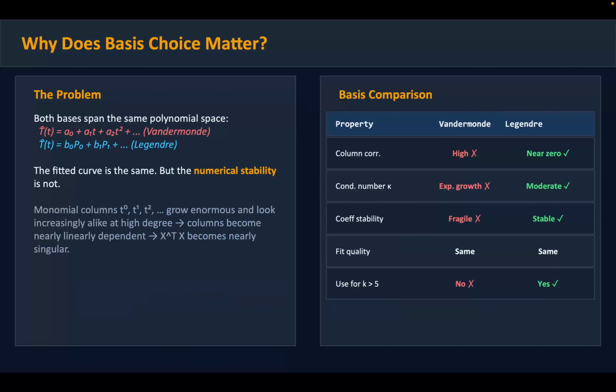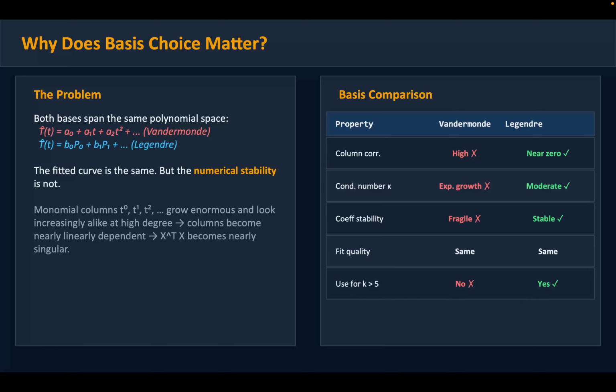Let me start with the core idea. In polynomial regression, we want to fit a polynomial of degree k to some data. We write it as a linear combination of basis functions. The standard choice is the monomial basis, which is 1, t, t square, t cube, and so on. This leads to the Vandermonde design matrix. The alternative is the Legendre basis, a family of orthogonal polynomials defined on -1 to +1. This leads to the Legendre design matrix.